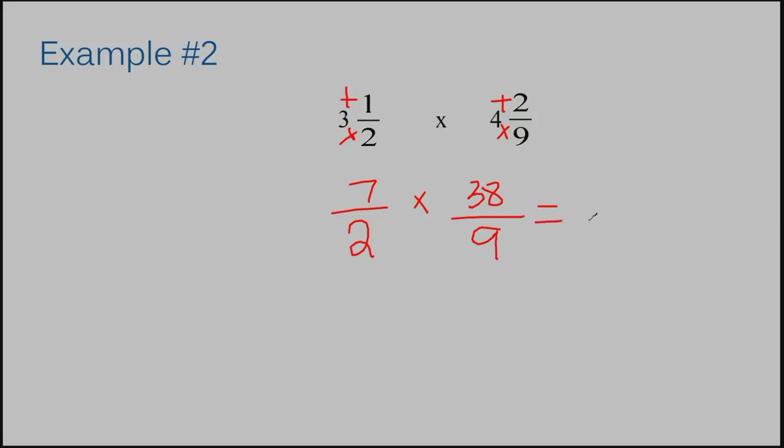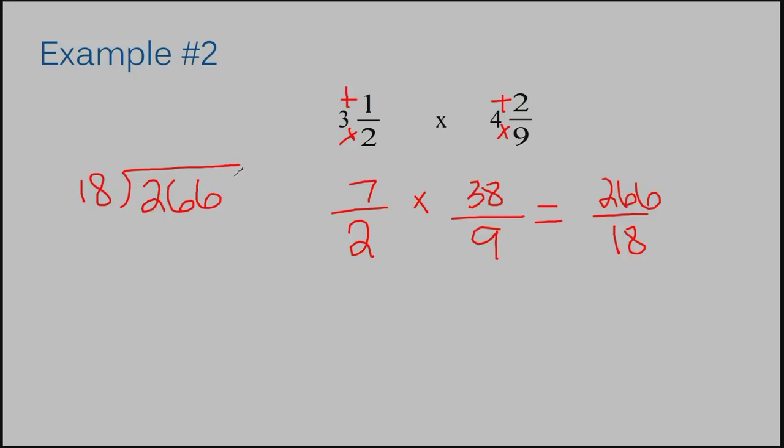Now it's time to multiply straight across. 7 times 38 is 266. And 2 times 9 is 18. This is an improper fraction, so for my answer I need to make it into a mixed number. That means I need to divide again. This one's a little more tricky, so I'm actually going to divide it. I'm going to divide my 18 into 266.